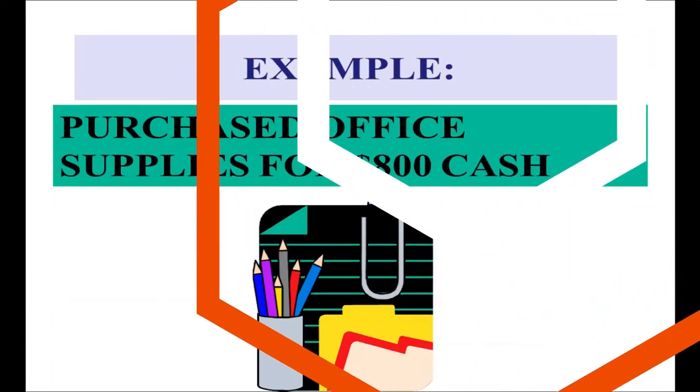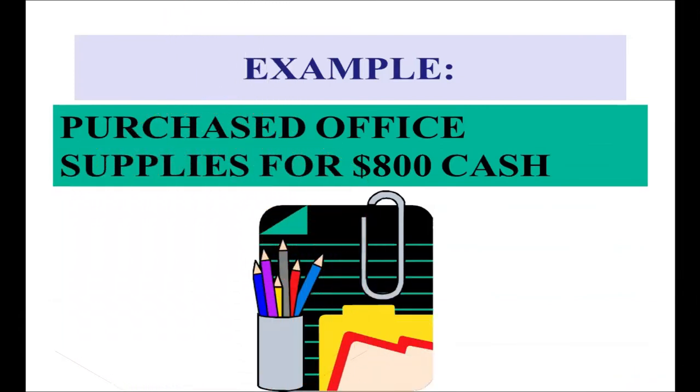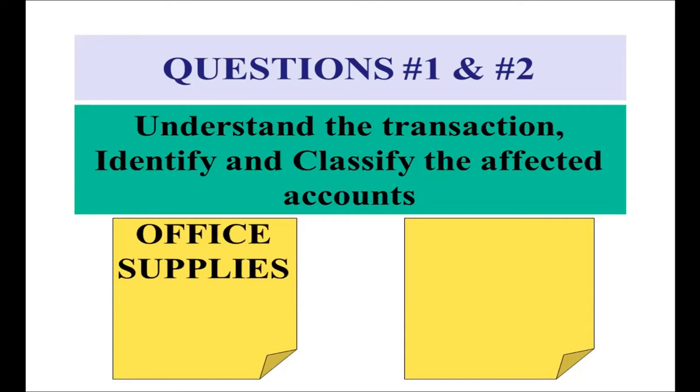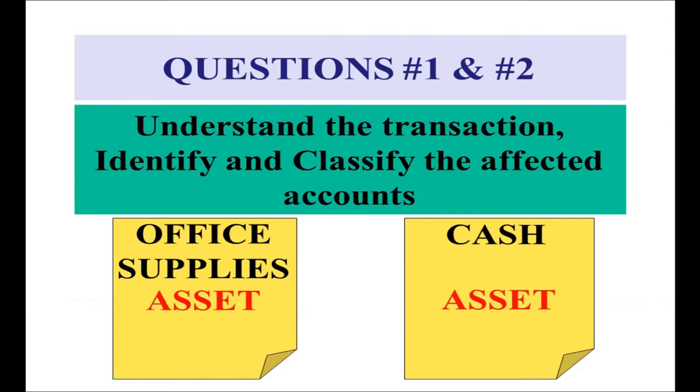Let's go to the second example. Let's say Mary Adams purchased office supplies for $800 cash. For the first and second questions, we need to understand the transaction again, identify, and classify the affected accounts. So what are the affected accounts? Since she bought office supplies, automatically we are going to have the office supplies account. And since she paid in cash, we will have the cash account. Office supplies is a type of asset. Cash also is a type of asset.